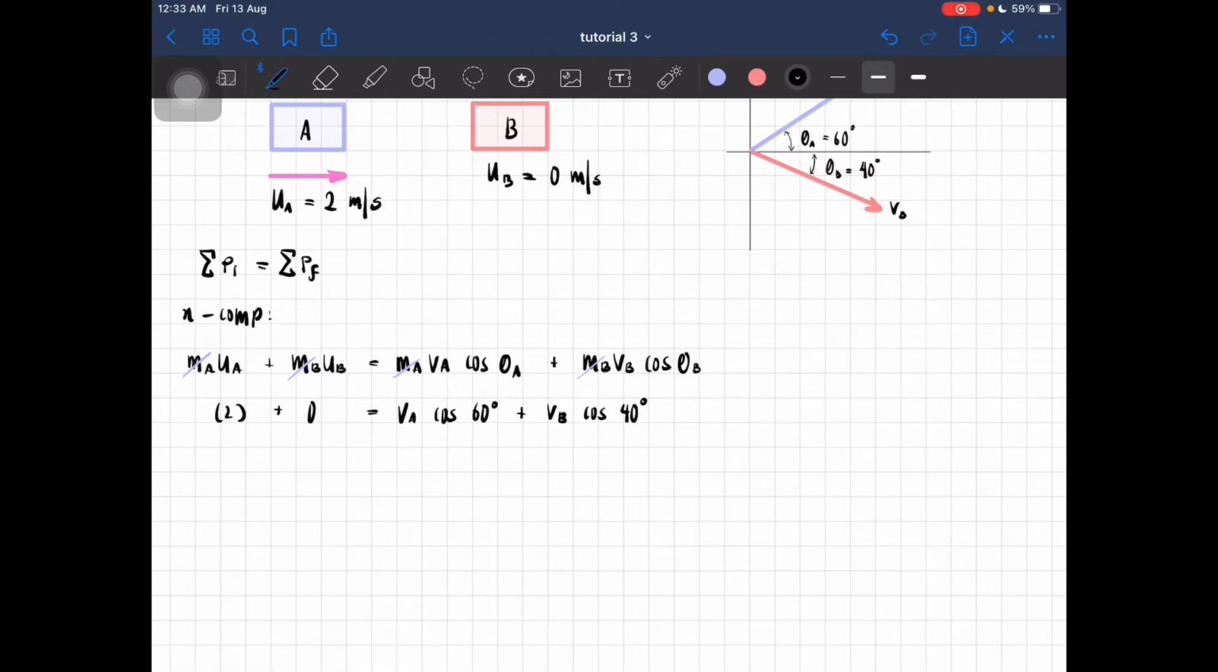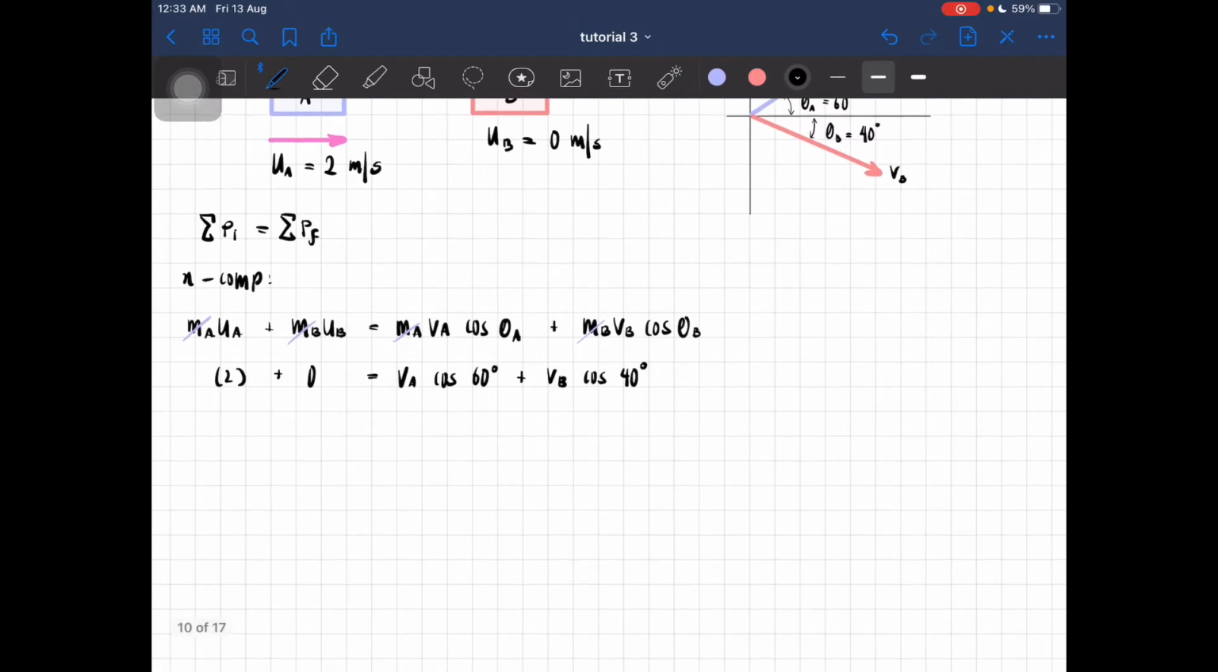Since there are two unknowns, we have to use two equations. We have to create two equations. So we can let this equal VB equal to 2 minus cos 60 degrees over cos 40 degrees. Wait, I think it's missing something.